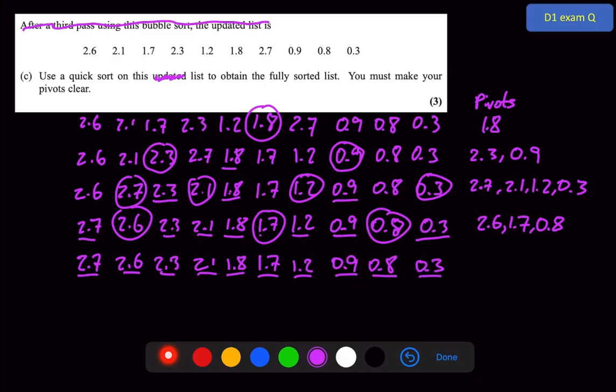Some people like to put boxes around the ones that are finished. I used to do that until I realized that a single line, of course, is much quicker than 4 lines. All have been pivots. Therefore, the sort is complete.